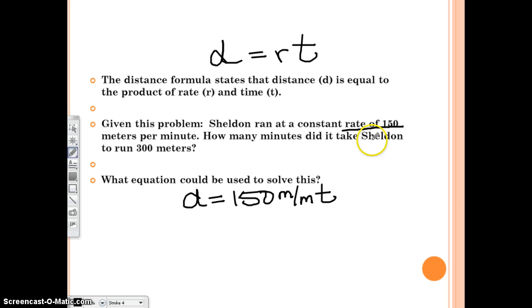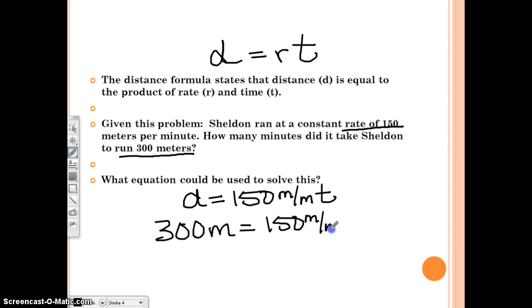How many minutes did it take Sheldon to run? We don't know t then, but we do know he ran 300 meters. Let's plug that in for our distance. Meters per minute times time. We now have plugged in our information into here. We have a valid equation. We just have the responsibility to try and match it to one of the options given.